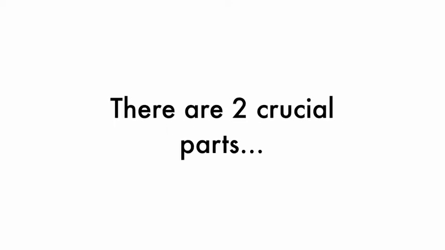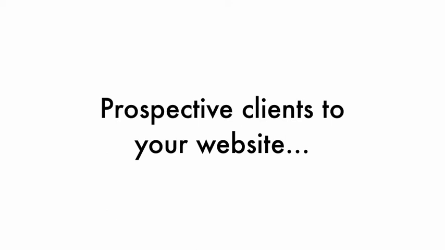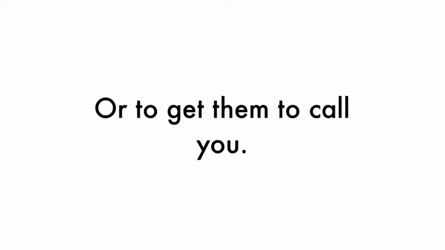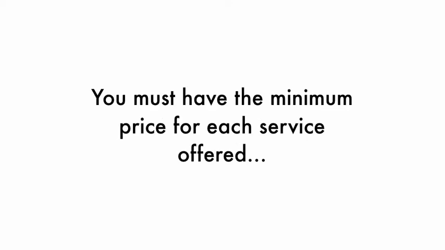There are two crucial parts that must be included in your Craigslist ad in order for it to work properly, by driving prospective clients to your website, which I hope that you have, or to get them to call you. Let's get into the first important element, the general pricing of your services. You must have the minimum price for each service offered, as this will weed out the prospects that can't afford your services. These are things like mulch installation starting at $75 per yard, or rock installation starting at $100 per ton, or paver patios starting at $15 a square foot, retaining walls starting at $25 a square foot, and the list goes on.